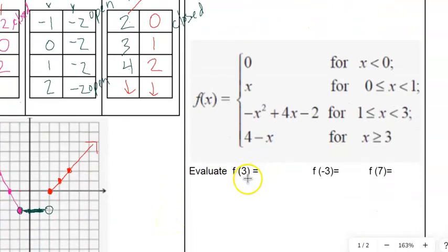All right, let's try a couple more. So this one has 4 parts, and we have 4 restrictions. So it says evaluate f of 3. So x equals 3. So which of these restrictions is valid for x equals 3?